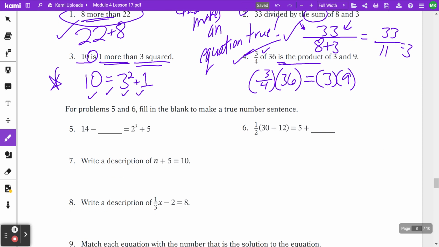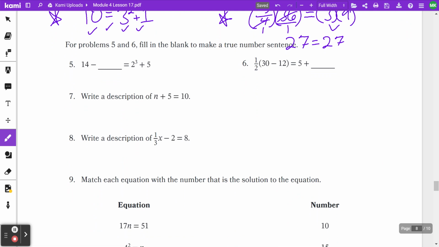Let's see if this is actually true. If I multiply these, I get 27. If I take 3/4 of 36, 4 goes into 4 once, 4 goes into 36 9 times, right? 9 times 4 equals 36. And so I'm left with 3 times 9, which, guess what? 27. But again, I think they just wanted the equation, right? Notice the equal sign.